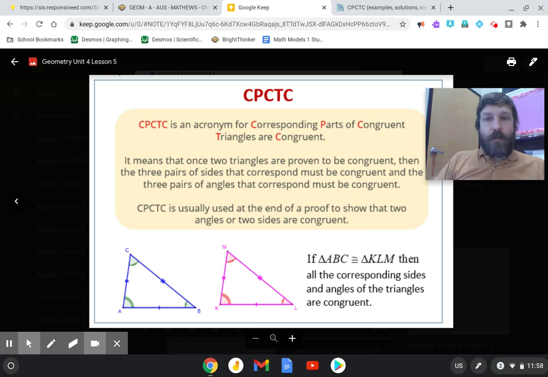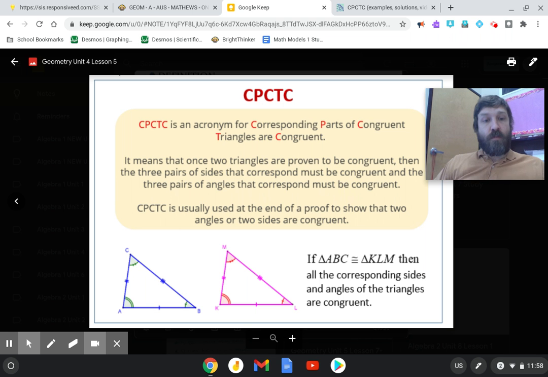we know that every part of those two triangles that corresponds with each other are congruent. So even though it wasn't one of the parts I used to prove the triangles were congruent, I know that each pair of corresponding sides and each pair of corresponding angles are congruent. And that's pretty much what this slide that you see here says.